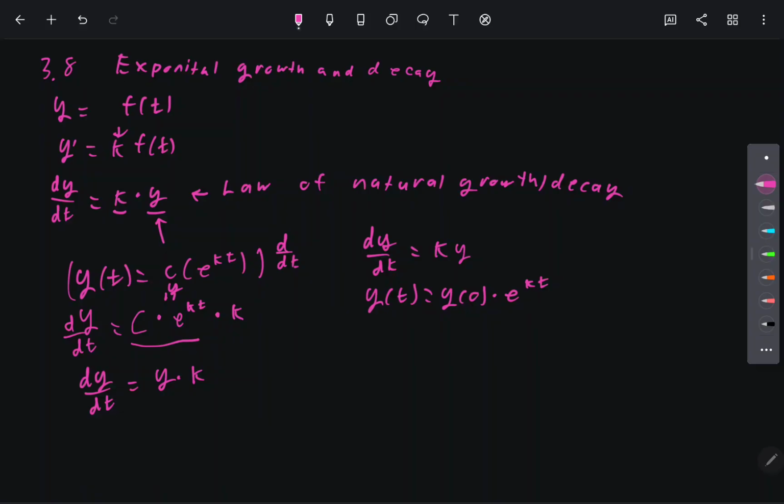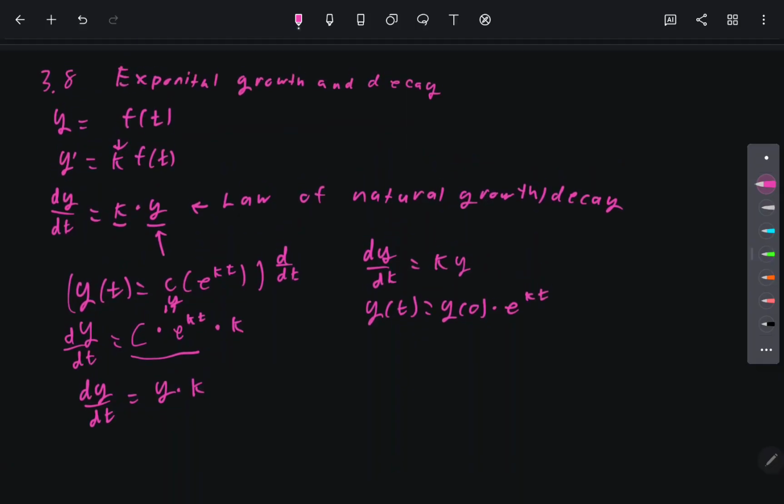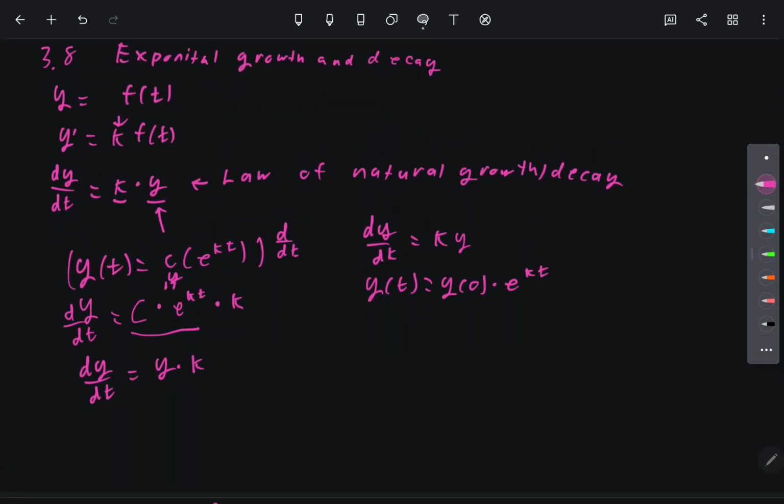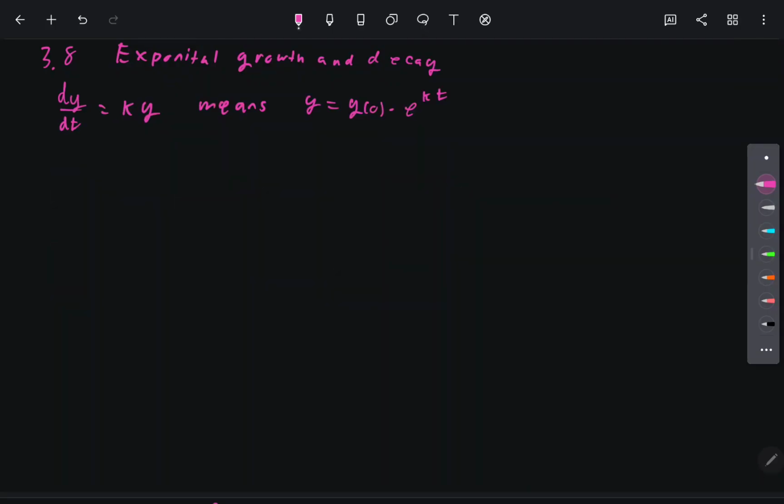So I suppose we want to look at a bit more of a specific example. I'm going to clear off my board just a small bit. Alright, there we go. Alrighty, so the next thing I'd like to talk about is population growth.